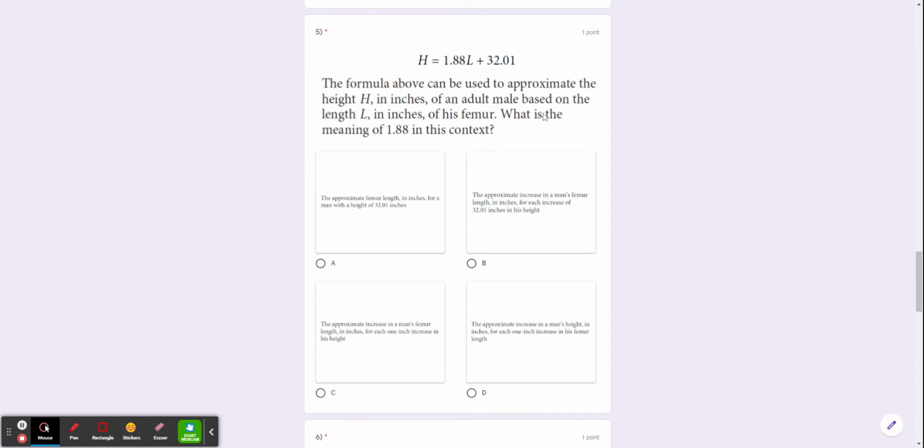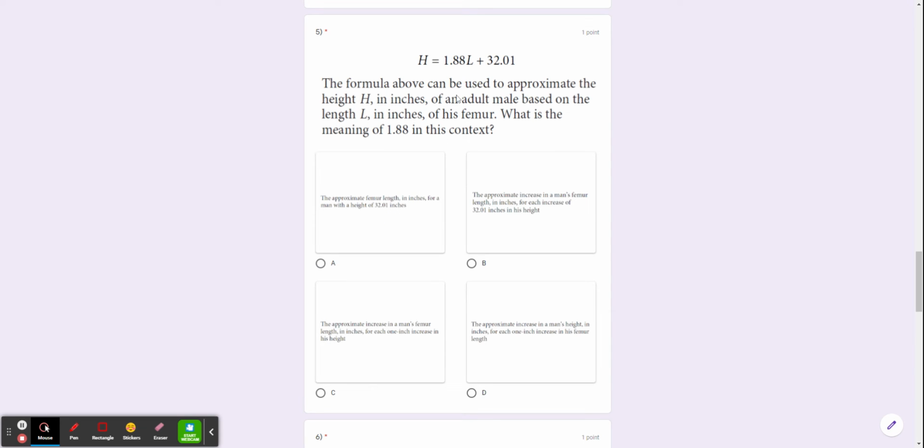Okay, number 5, h equals 1.88L plus 3201. The formula above can be used to approximate the height h in inches of an adult male based on the length L in inches of his femur. So L is how long the upper bone of your leg is. What's the meaning of the 1.88 in this context?